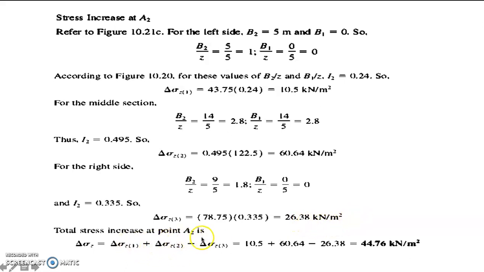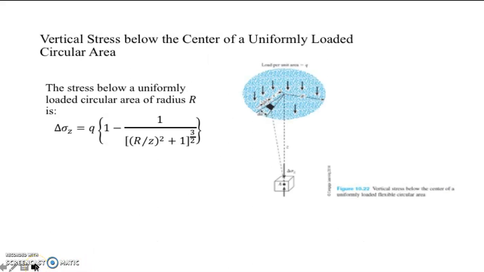Now the total increase at point A sub 2 will be, you simply have to add the stress to the left of this A sub 2, the middle section, and subtract the stress to the right of A sub 2, and that gives us 44.76 kilonewton per meter squared. So that was the sample for stress due to embankment loading.